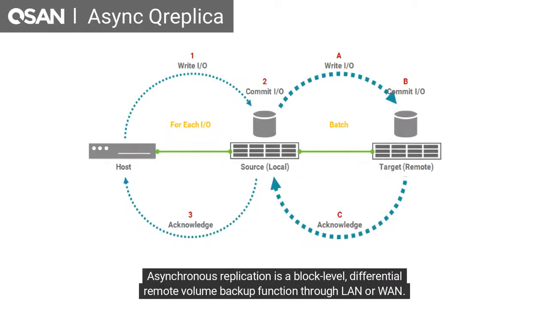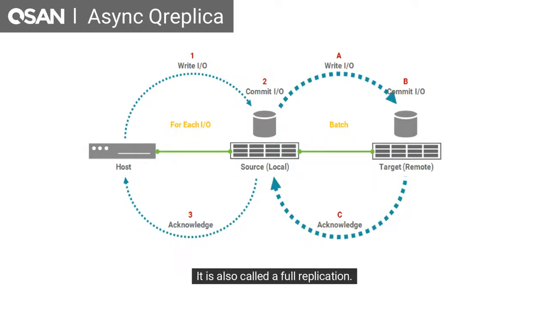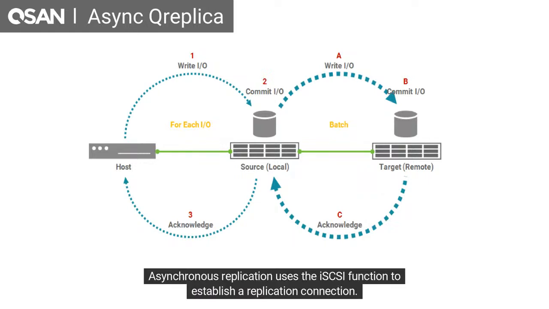Asynchronous replication is a block-level differential remote volume backup function through LAN or WAN. In the beginning, replication will copy all data from the source volume to the target. It is also called a full replication. After that, use snapshot technology to perform incremental replication. Asynchronous replication uses the iSCSI function to establish a replication connection. It can use the full bandwidth of the allocated network port to achieve the best backup speed.